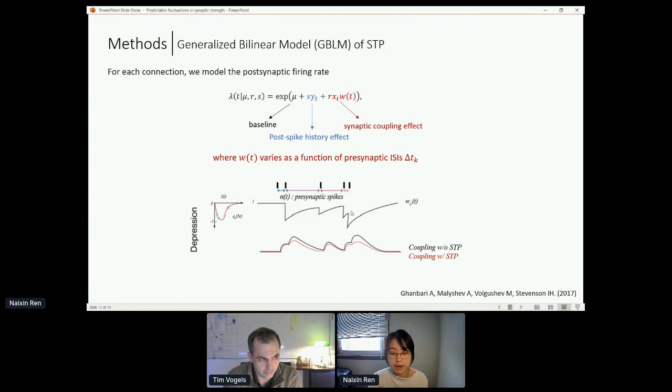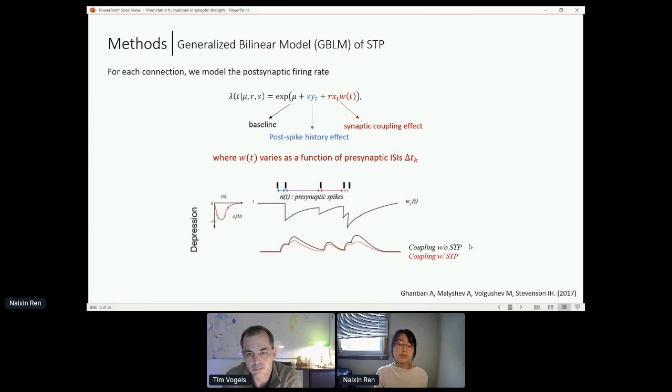So here, this is the time-varying trace for WT, and you can see it changes as a function of different presynaptic interspike intervals. And here on the bottom, this black line is the coupling without STP. So this is the coupling if WT is set to a constant at 1. And here, this red line is the modified coupling with STP. So this is the coupling when we set WT to vary as a function of ISI. In this case, since this is a depression synapse, you can see the coupling with STP is smaller than the unmodified coupling without STP.